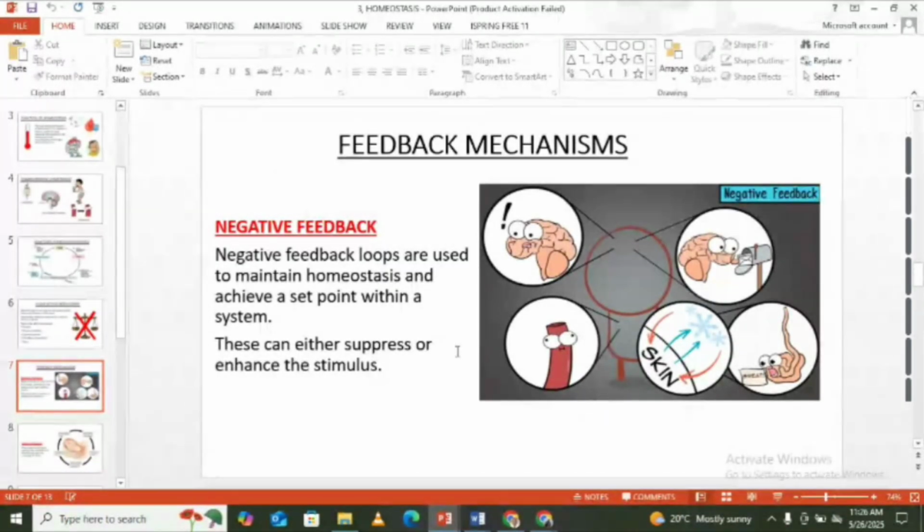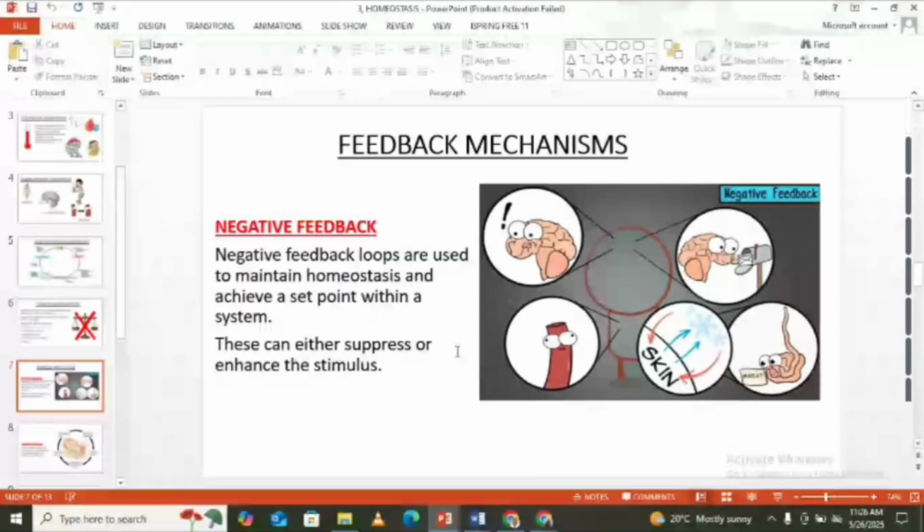Things like blood glucose regulation. Remember that after eating, our blood sugar will always rise. And once blood sugar rises, the pancreas will release insulin. With the release of insulin, glucose will move into cells, and thus the blood sugar levels will lower. So that's a negative feedback system.